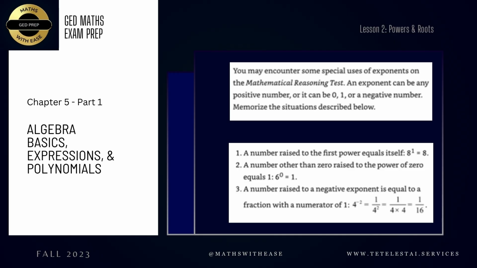2 raised to the power of 0 is 1. 6 raised to the power of 0 is 1. A million raised to the power of 0 is 1. So any number other than 0 raised to the power of 0 is 1. Okay, 0 is the exception.